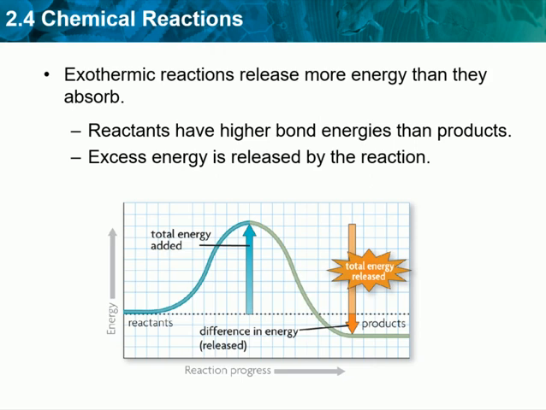Cellular respiration, the process that uses glucose and oxygen to provide usable energy for cells, is also exothermic. Cellular respiration releases not only usable energy for your cells, but also heat that keeps your body warm.